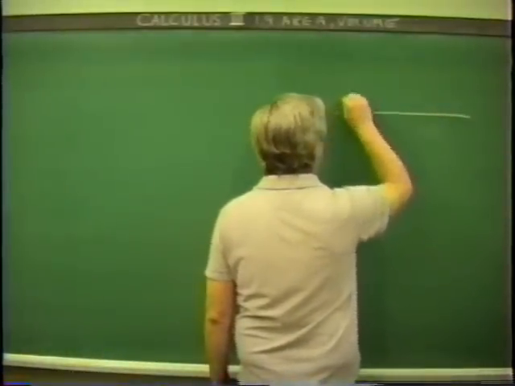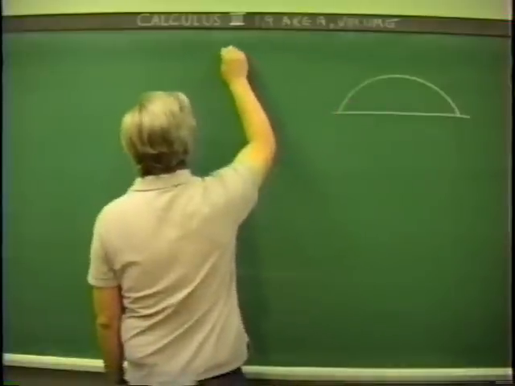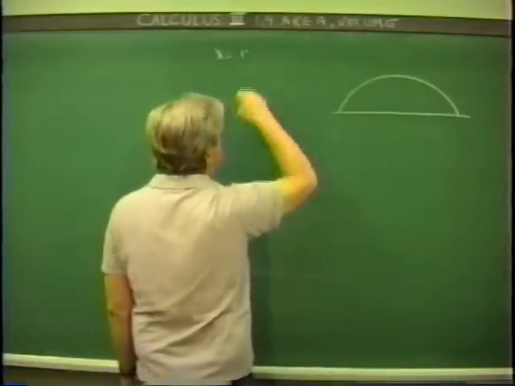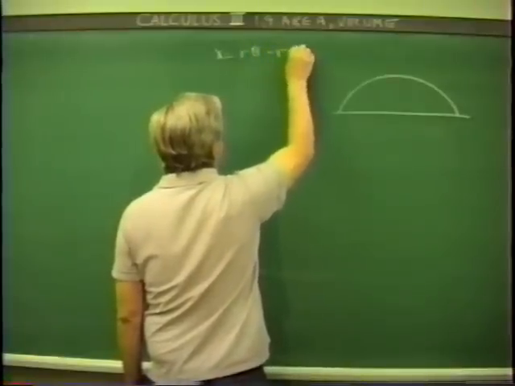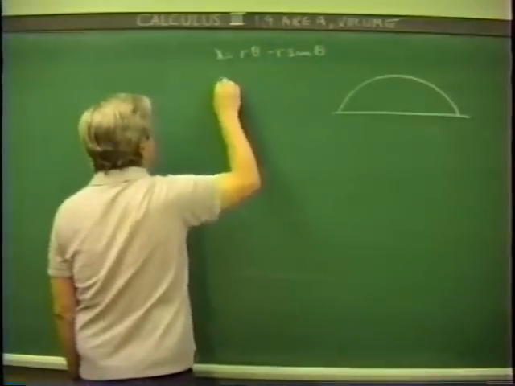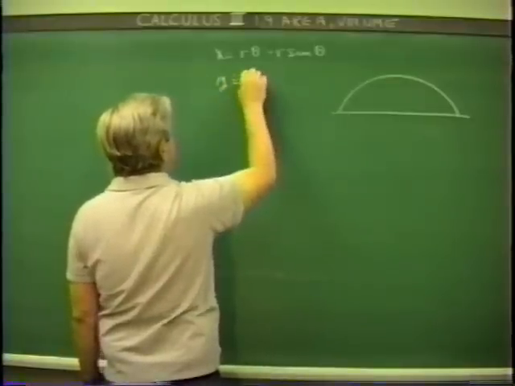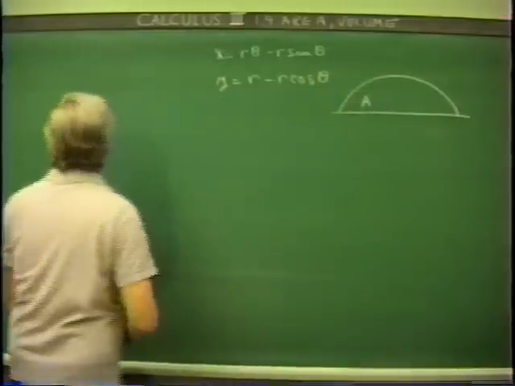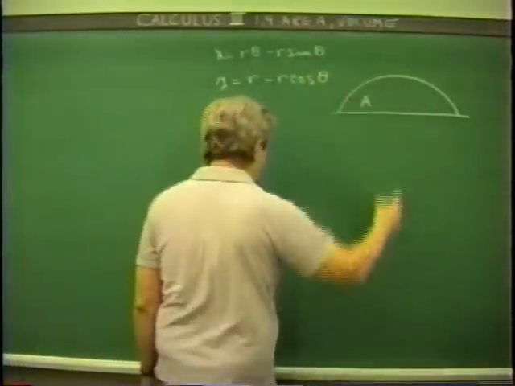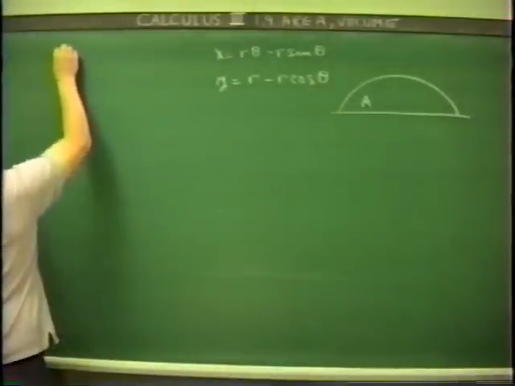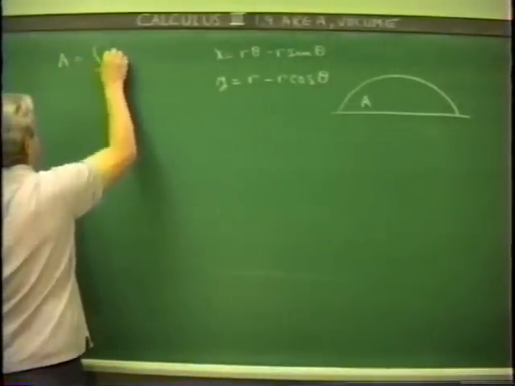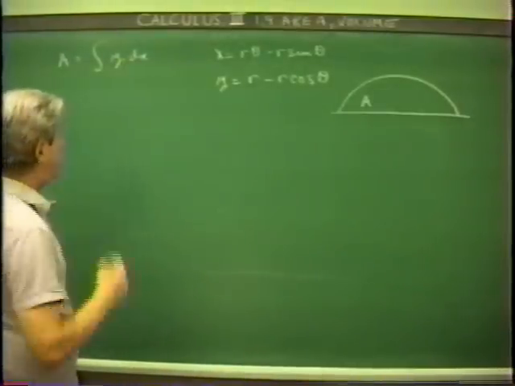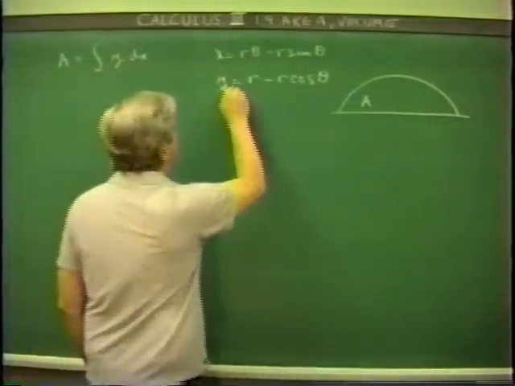Equations can also be used to compute areas and volumes. Let's look at the cycloid again, like so. Here this is given by x is equal to r theta minus r sine theta, and y is given by r minus r cosine theta. We wanted to know the area inside here. If we knew that this was a function of x, and in this case we do know that it's a function of x, we would write that the area was equal to the integral of y dx, where y was the function of x.